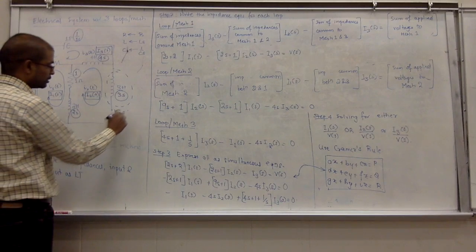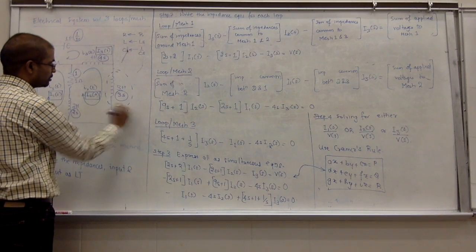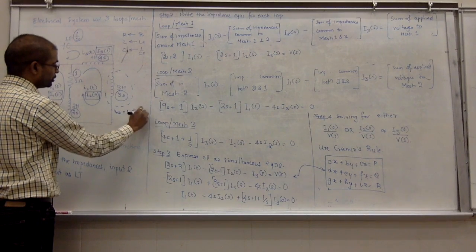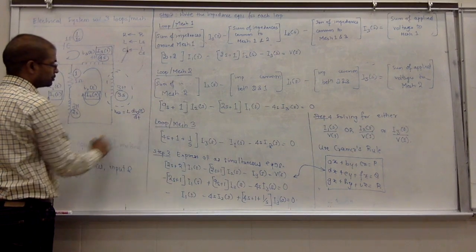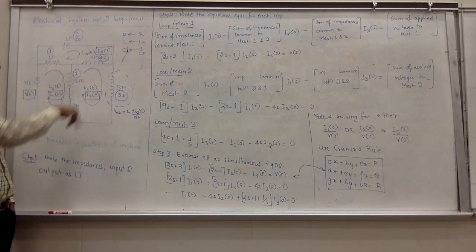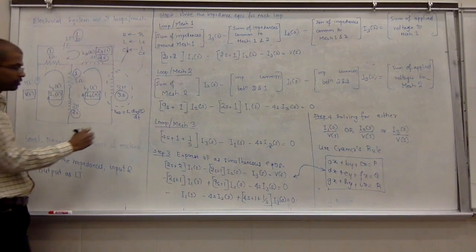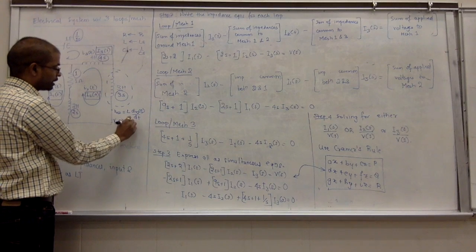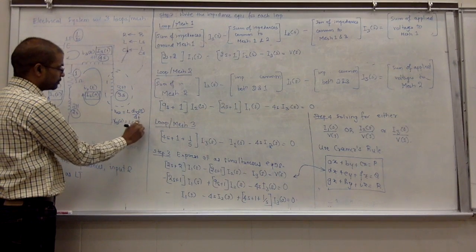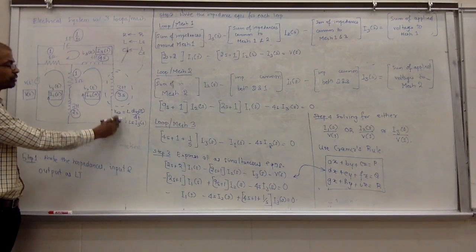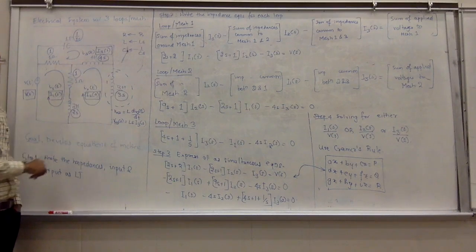So it is L di/dt. For inductance, it is the derivative of the current flowing through this. Or if you express it as this thing, it is L S I(S). Okay? So this is the voltage consumed by this particular halogen bulb.